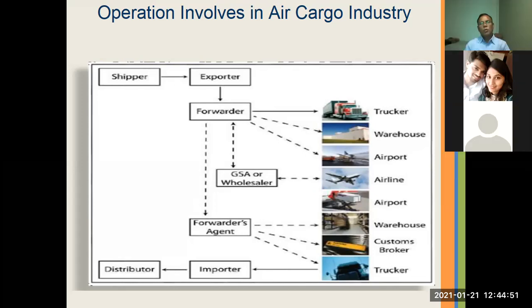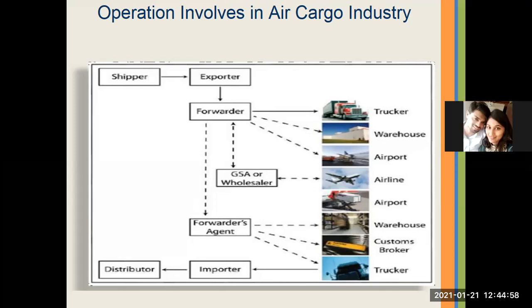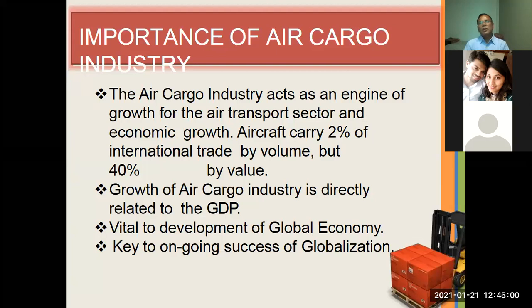This is a graphical representation, a pictorial block diagram representation. It will be easy for you to remember this. Next, what is the importance? You know that aircraft carry almost 2% of international trade by volume. But if you see the cost, it is around 40% by value. In terms of value, the air cargo industry does the business.